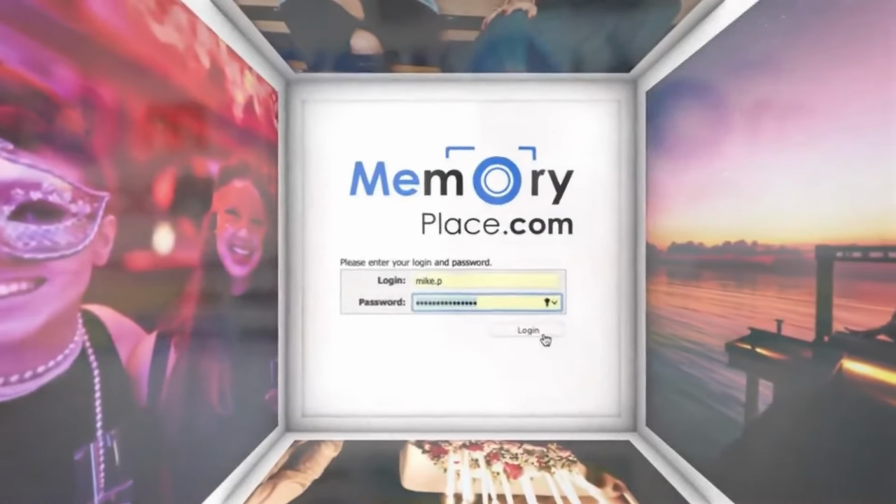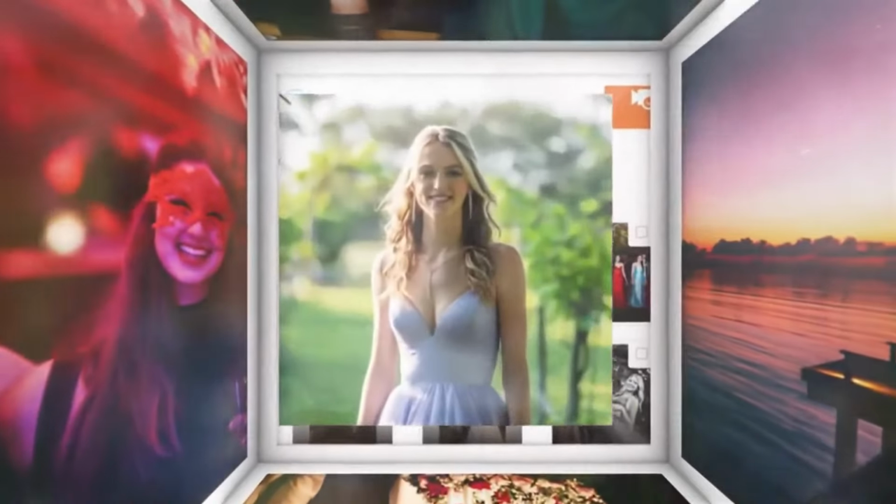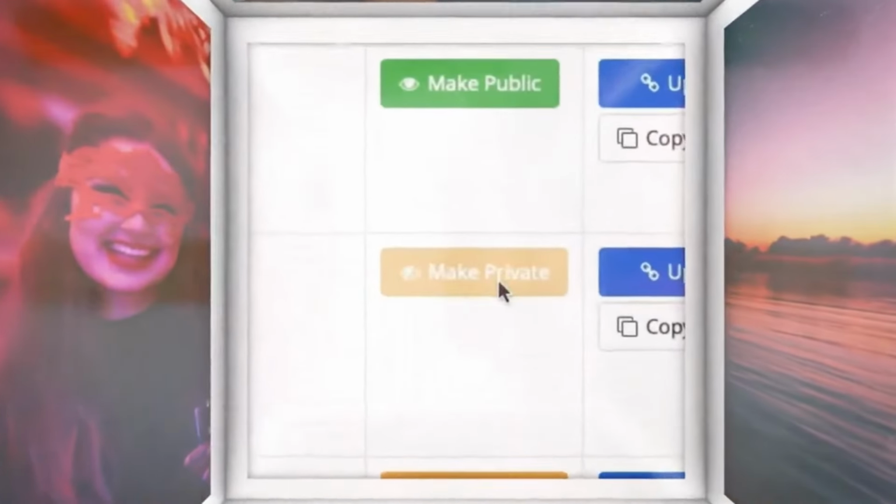With Memory Place, you'll be able to store all your special memories, all in one password-protected archive. Unlike social media platforms, your Memory Place will not compress your photos or videos, so you have the ability to print out any particular special memory of your choice.